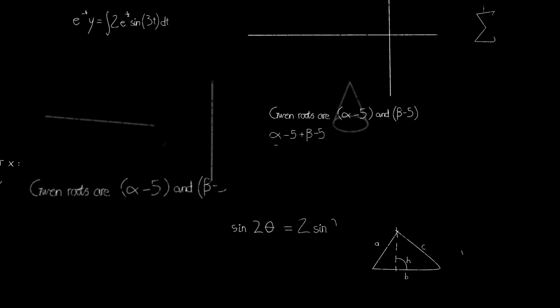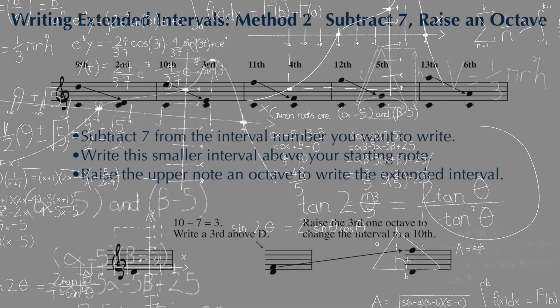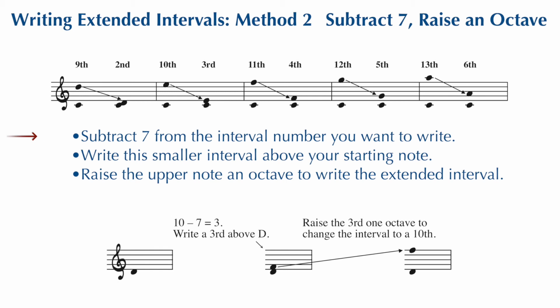Method 2 is going to start to sound a little bit like math class, but bear with me. I think it'll make sense as I show this to you. For this method, we're going to subtract 7 from the interval number that we want to construct. After we subtract 7, we take that lower number, write that interval above your starting note, and then you raise that note an octave, and you have your extended interval.